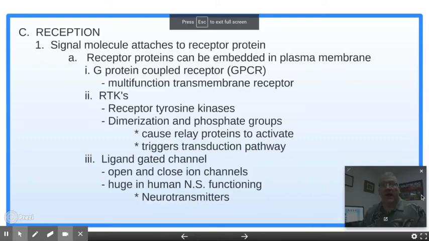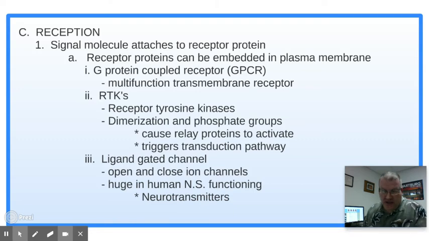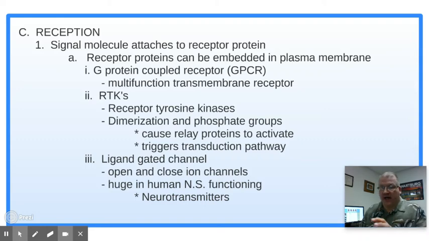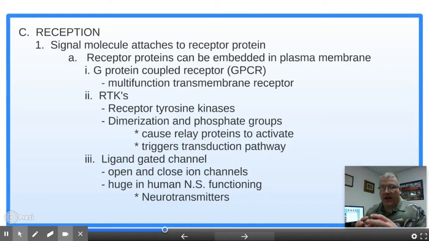So we have the GPCRs, the G protein coupled receptors. We have the receptor tyrosine kinases, or the RTKs. Both of these are embedded in the plasma membrane. We also have what's referred to as a ligand-gated channel. The ligand-gated channel is a receptor that can open and close different protein channels within the membrane.